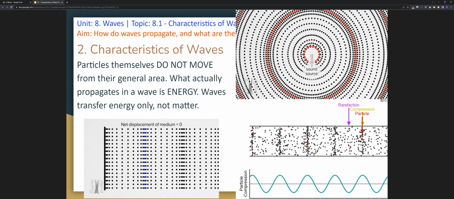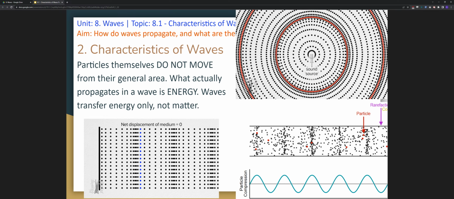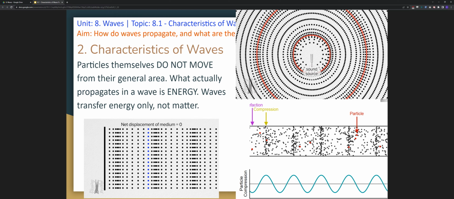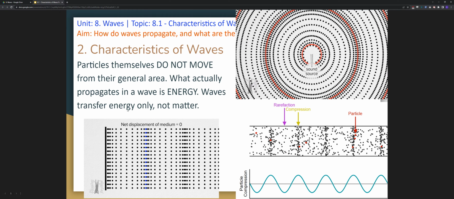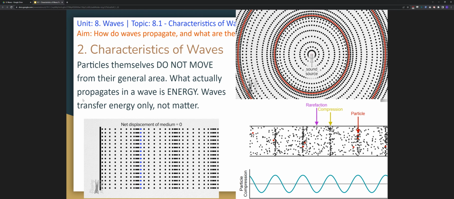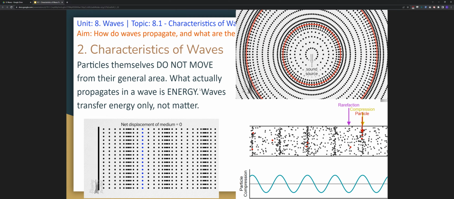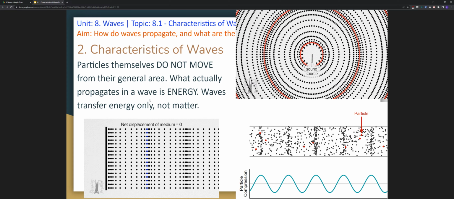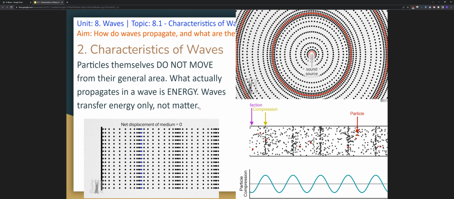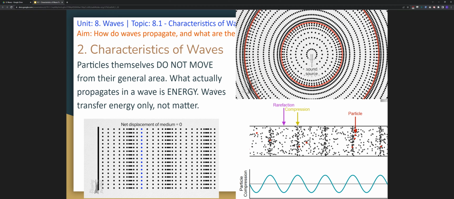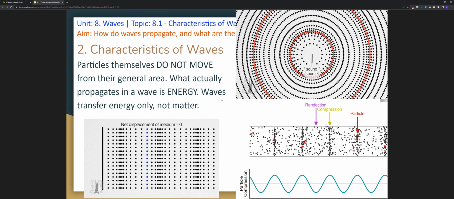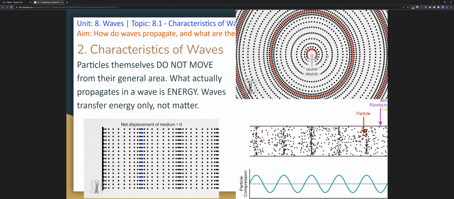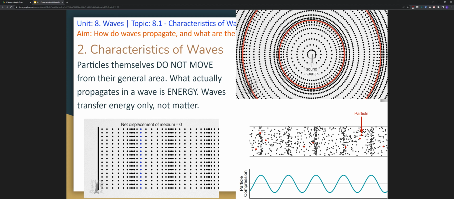Waves don't transfer matter. Waves don't carry a particle to another place. Rather, waves only transfer energy. And something written here at the end of this paragraph: waves only transfer energy, not matter. And it's something extremely important. What a wave does transfer is energy. As you can see, the wave propagates outward.